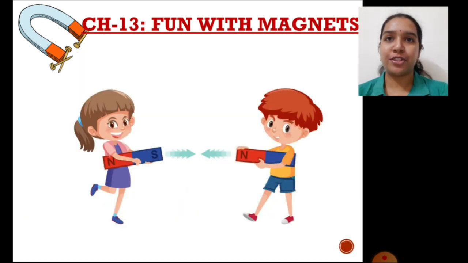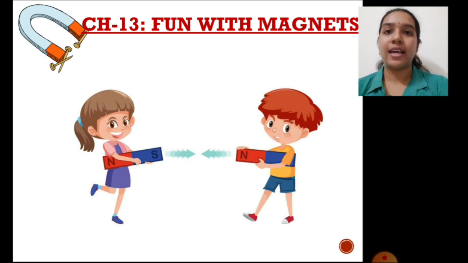Observe the image. Here, a boy and a girl are holding magnets. You can see the magnets are straight in shape, so they can be called magnetic bars. If you observe properly, N and S are marked on these magnets. That means they indicate the north pole and south pole of the magnet. That means the magnets have poles.